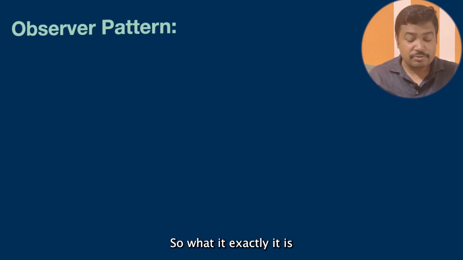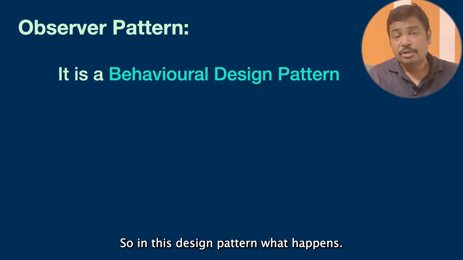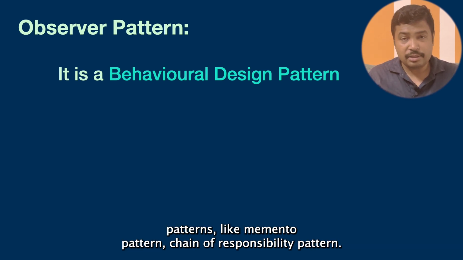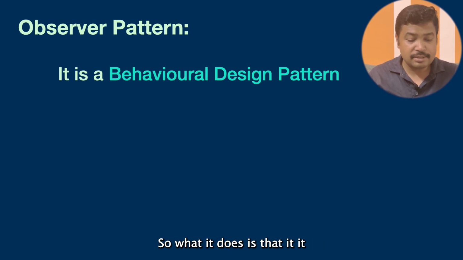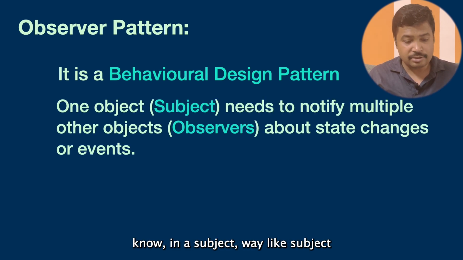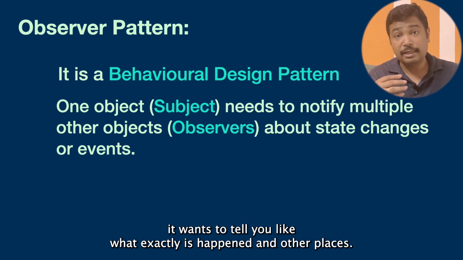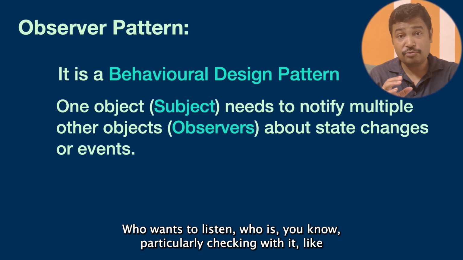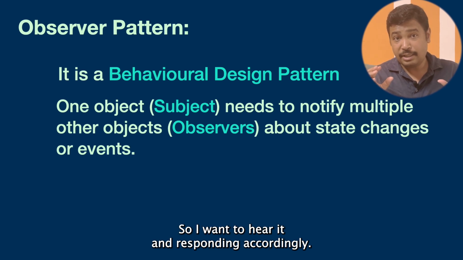So here we have the observer pattern. What exactly is it? It is a part of the behavioral design patterns. We have other patterns like the memento pattern and the chain of responsibility pattern, and in the same way we have the observer pattern. What it does is broadcast something in a subject way, like a subject which notifies multiple subscribers. For example, something happens at one place and it wants to tell what exactly has happened, and other places who are particularly checking with it want to hear it and respond accordingly.